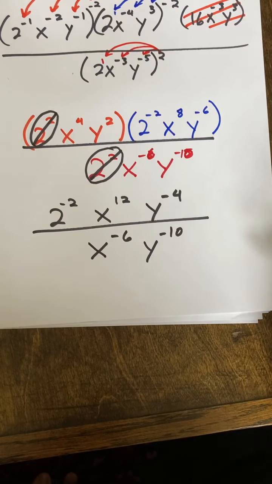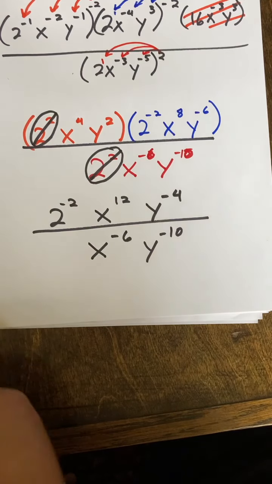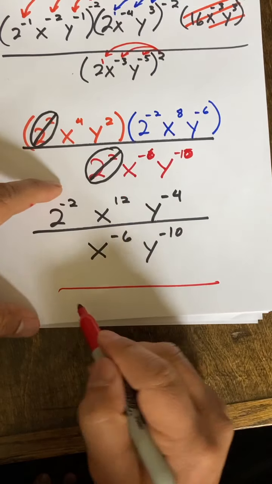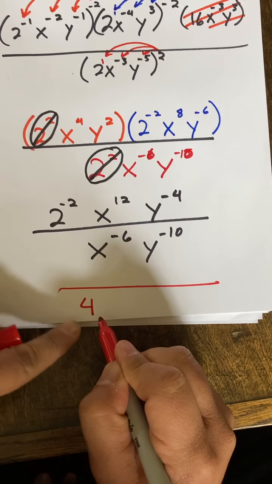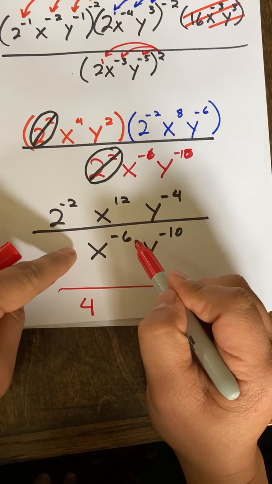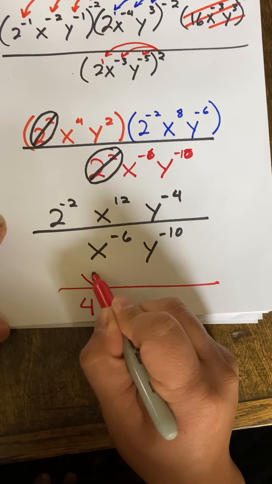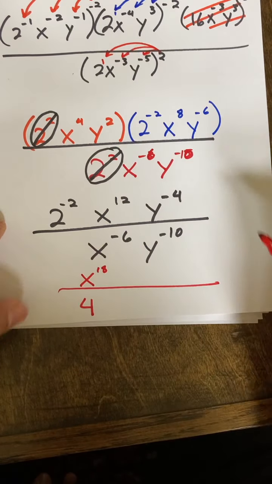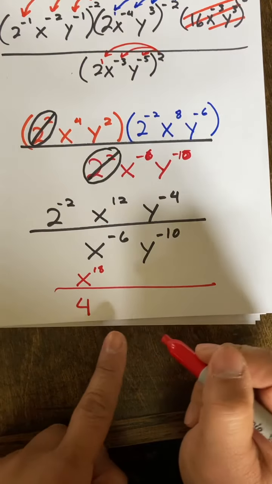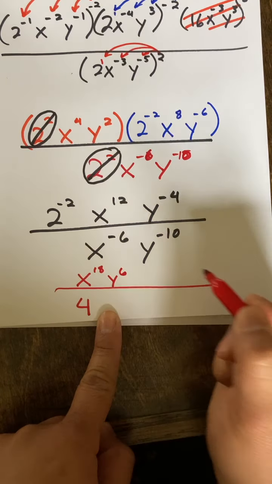And of course, I could just further clean it up. Let me switch colors so it's a little bit less confusing. 2 to the -2 is the same as 4 in the denominator, or 1/4. Okay. 12 minus -6 is positive 18. So I'll have x to the 18 in the numerator, and then -4 minus -10 will be y to the positive 6 power. Okay?